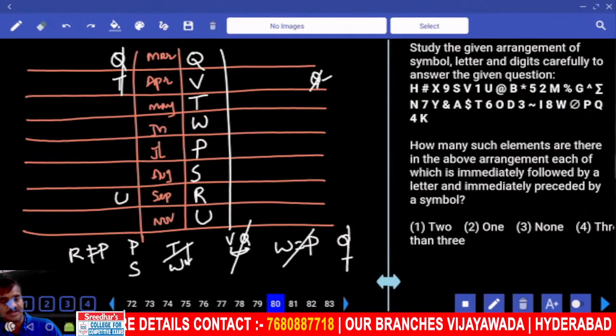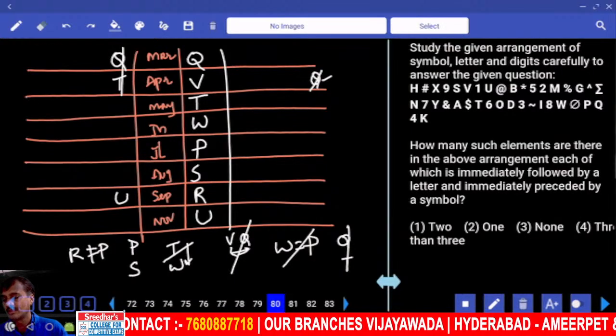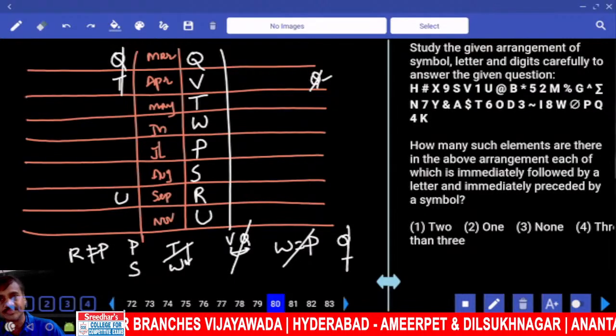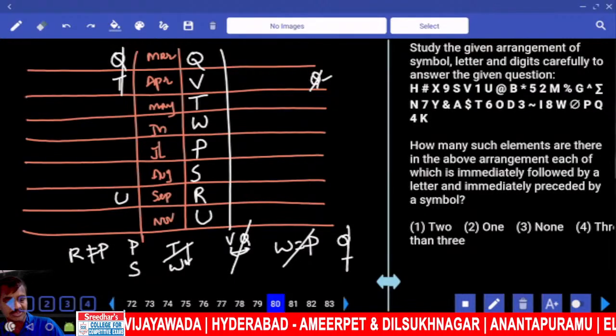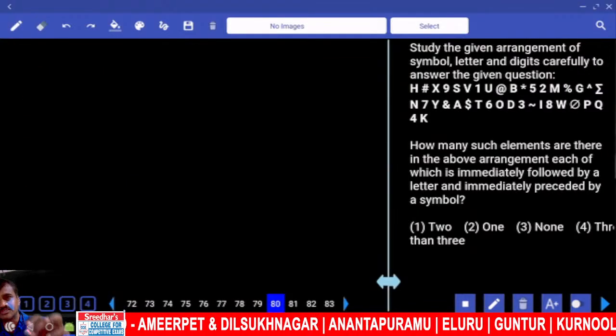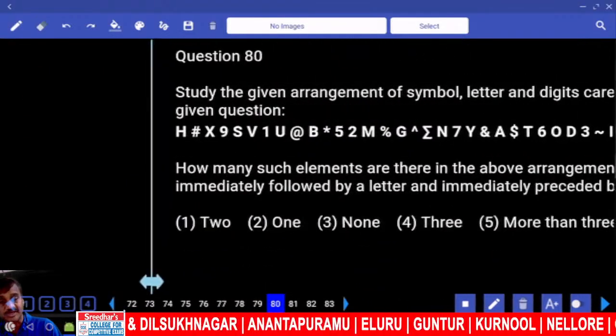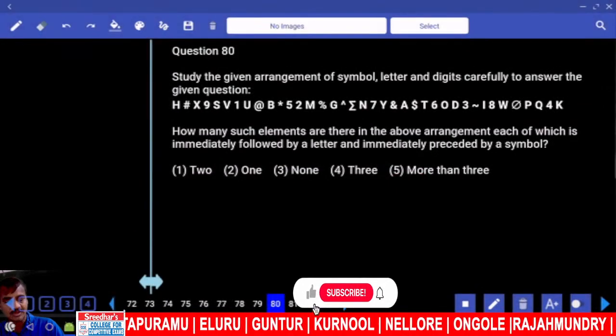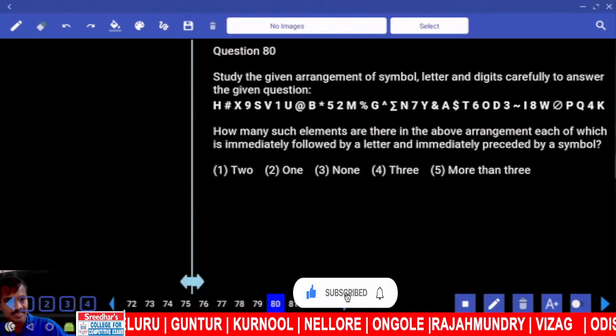Then coming to question number 80 onwards. Now this 80 onwards sequence, 3 questions, first or the second priority? Definitely first priority, question number 80 onwards. Now in this question, how many such elements? Here it is talking about an element rather than a number or a letter. How many such elements are there?